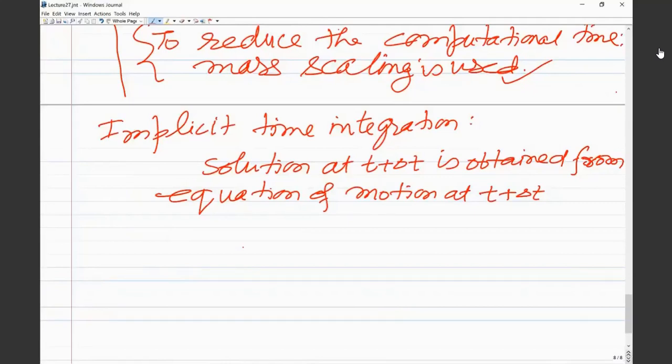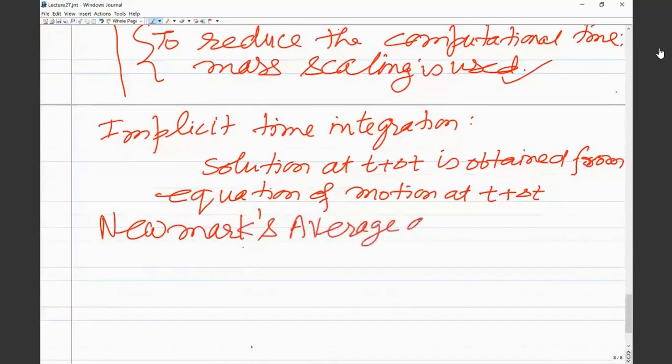And one of the most commonly used implicit techniques is Newmark's average acceleration method. That's the most commonly used. There are other methods like Wilson theta, Hobart, the linear acceleration. So there are different methods, but most commonly used is this.